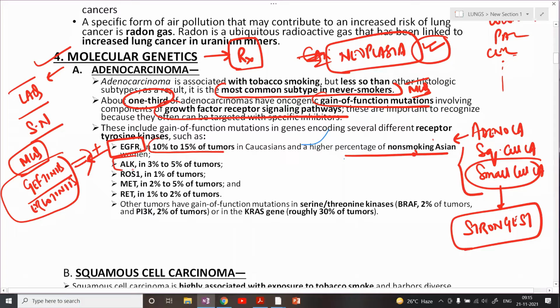Again, we have those with ALK mutation, ROS, RET, MET. These are all rearrangements which are present in adenocarcinoma. So all these mutation names, at least you should remember: EGFR, ALK, ROS, RET, and MET, along with their relative frequencies. Now, some newer additions in the molecular genetics of adenocarcinoma are mutations in the serine threonine kinases. Especially, BRAF mutation in 2% of tumors, PI3K mutations in another 2% of tumors, and KRAS mutation, which is seen in approximately 30% of the tumors. So this is all about the molecular genetics of adenocarcinoma.